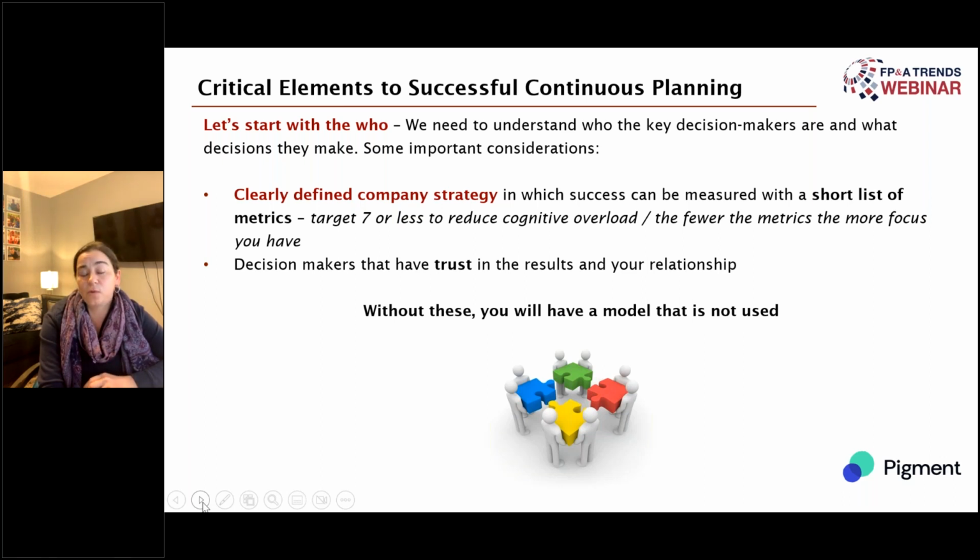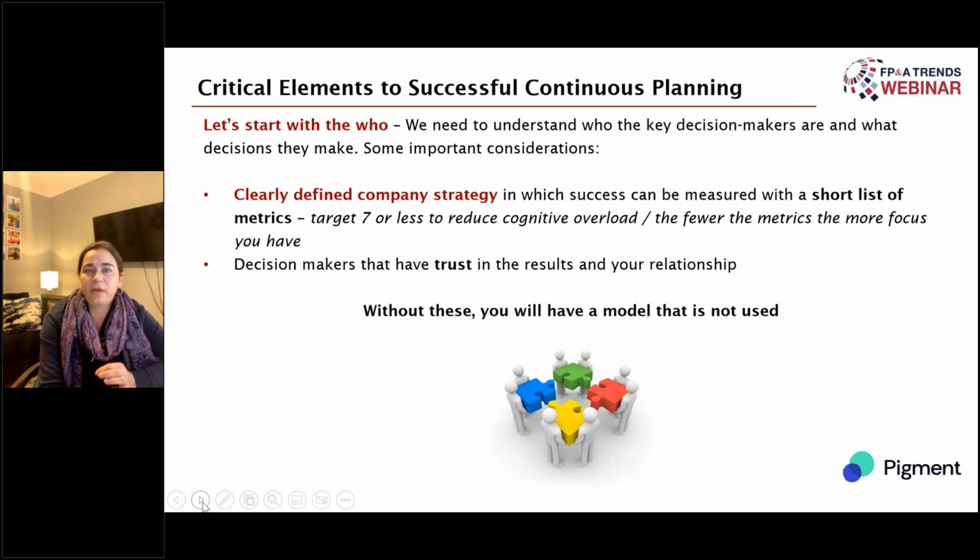So let's focus on the who. A continuous planning process needs to be aligned to who is actually going to use the results. Connecting back to some things that both Hans and Ji-Yoon said, it all starts with having a clearly defined strategy with a short list of clearly defined metrics that enable you to measure a successful outcome of that strategy.